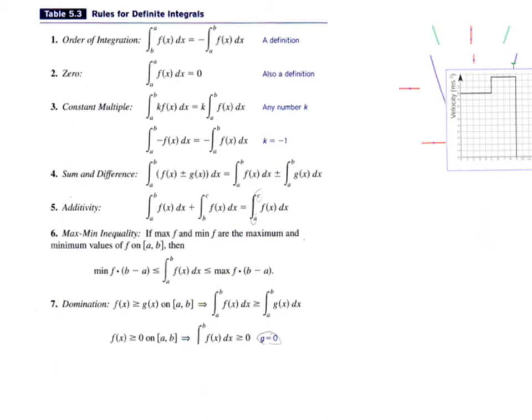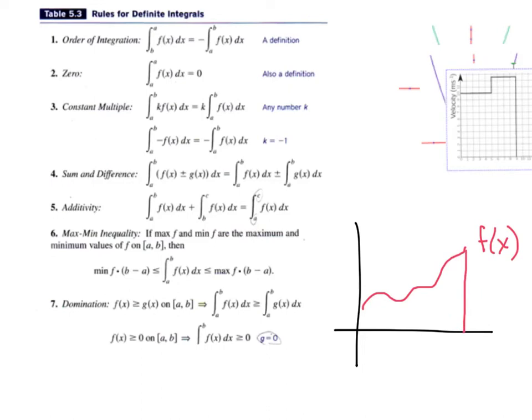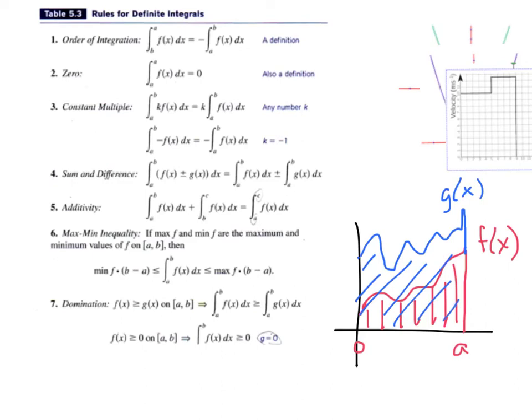And finally, the law of domination. Let me again draw myself my own new graph. I'm going to draw a function f of x. Let's just do this. There's f of x. Drop it down, area from 0 to a. Okay. And let me draw another function g of x. Okay. There's g of x from 0 to a, and just like that.